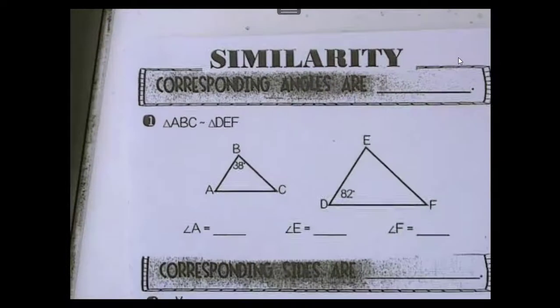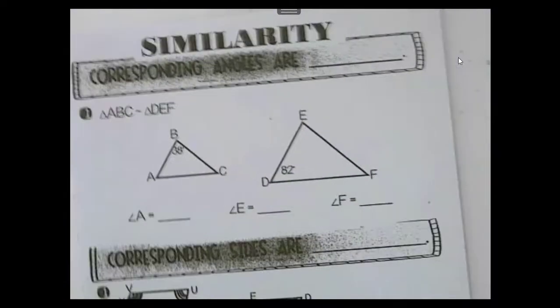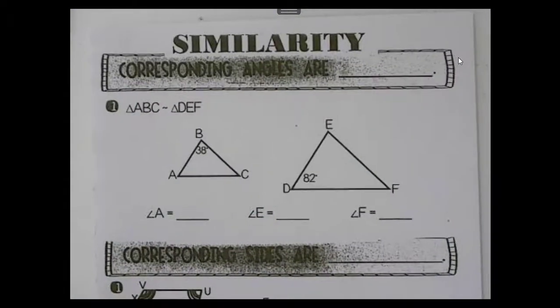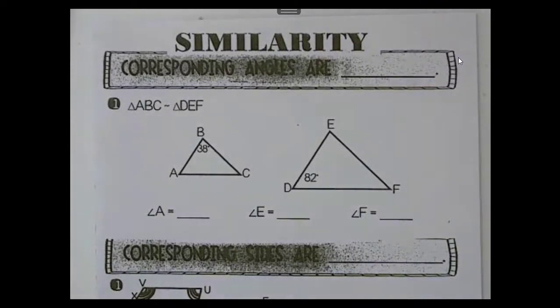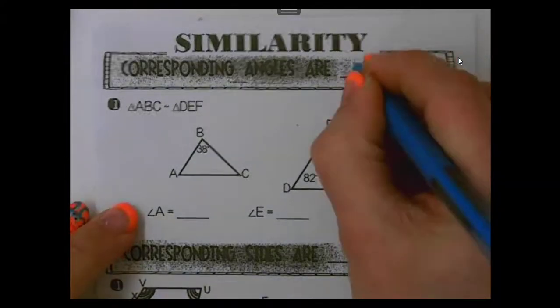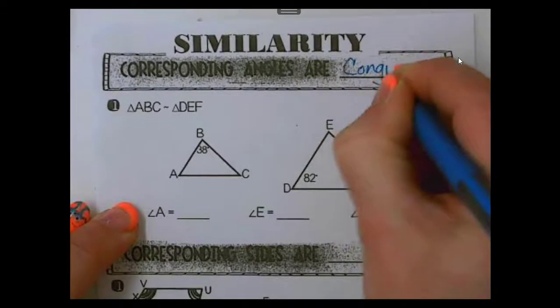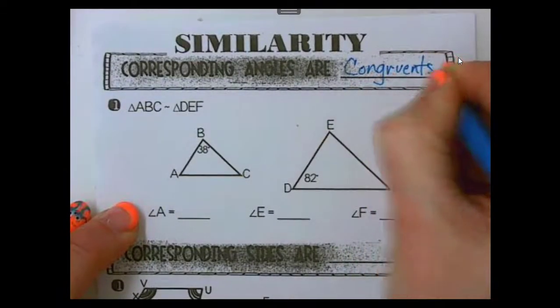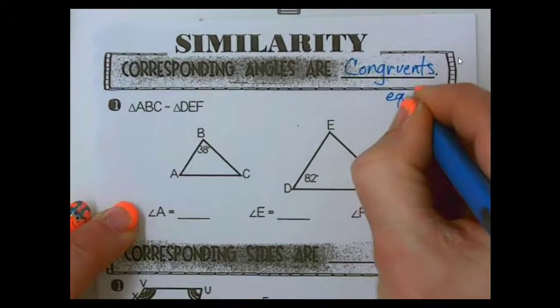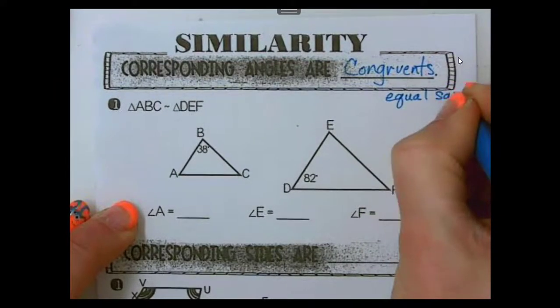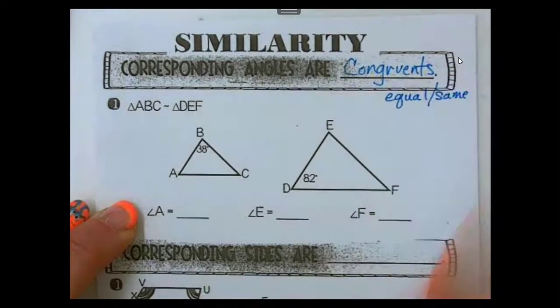This is the sheet that we are going to go over. All right, so corresponding angles from the last video, we know that they are congruent. Okay, so that means equal. They're the same. So those angles don't change.